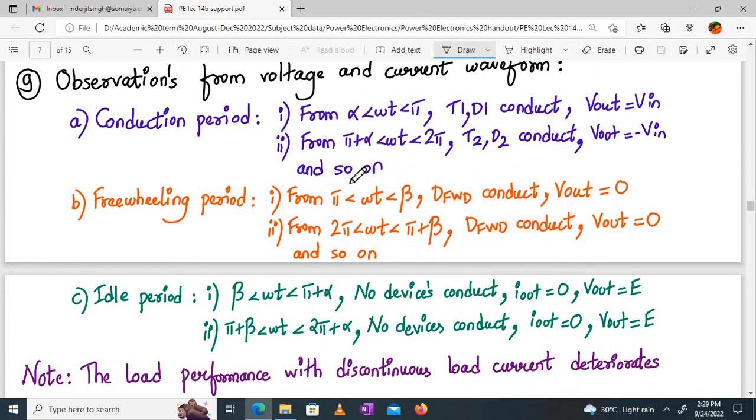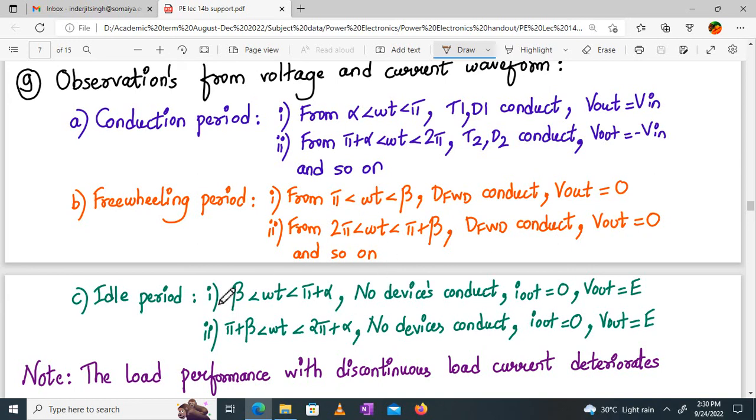Now, in summary, from the voltage and current waveforms, conduction periods are from alpha to pi, pi plus alpha to 2 pi, wherein from alpha to pi, SCR T1 and diode D1 will conduct, and output voltage will be equal to V in. From pi plus alpha to 2 pi, T2 and D2 will conduct, and output voltage will be equal to minus V in, and so on it will continue. Freewheeling periods are pi to beta, where the freewheeling diode will conduct and output will be equal to 0. From 2 pi to pi plus beta, the freewheeling diode will conduct and output voltage will be equal to 0, and so on.